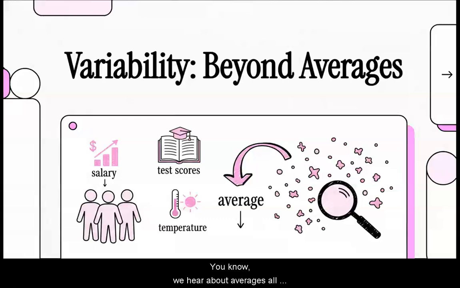We hear about averages all the time, right? The average salary, the average test score, the average temperature. But what if I told you that the average often hides the most interesting, the most important part of the story? Today, we're going to dive into this idea of statistical variability and see why the spread of the data is often way more telling than its center.